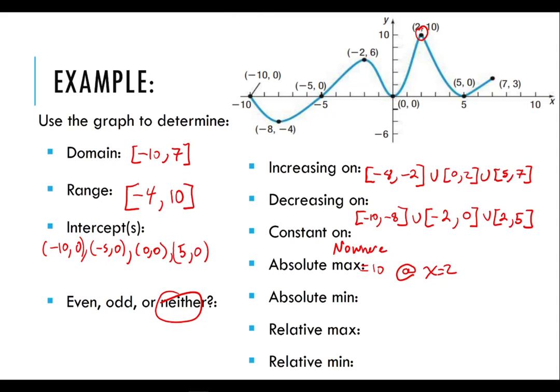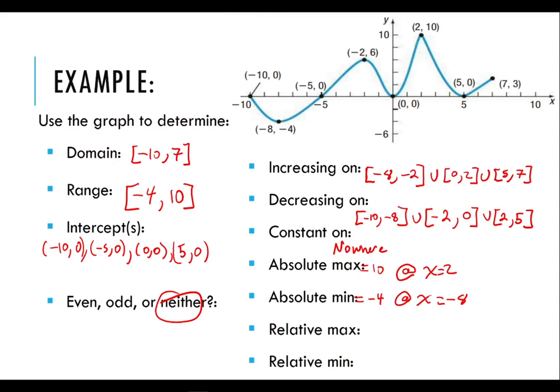Does this thing have an absolute minimum? The answer is yes. Notice that I have a smallest value here at -8, -4. So our absolute minimum is the value -4, but it occurs specifically at the x value -8. Do be careful about those questions. Now we want to talk about relative maxes and relative mins.